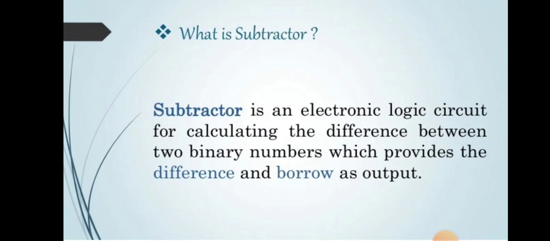What is a subtractor? A subtractor is an electronic logic circuit for calculating the difference between two binary numbers, which provides the difference and borrow as output. So students, as we know, in adders, the function of the adder was what? To add the binary bits and to give the output in the form of sum as well as carry. So in a subtractor, we do not have the carry, we have the difference and the borrow. So this is about the subtractor, which is used for calculating the difference between two binary numbers.